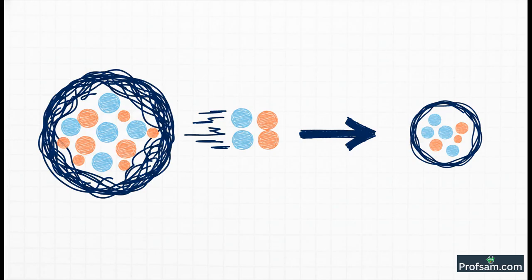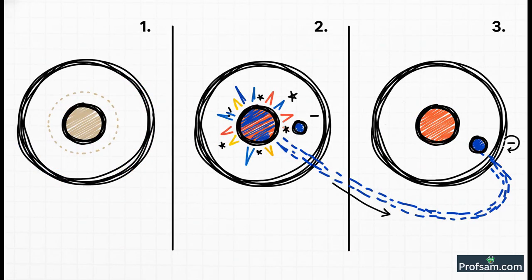Now, this package is actually a helium nucleus, and we call it an alpha particle. By getting rid of this heavy particle, the original nucleus becomes a little smaller, a little lighter, and a lot more stable.